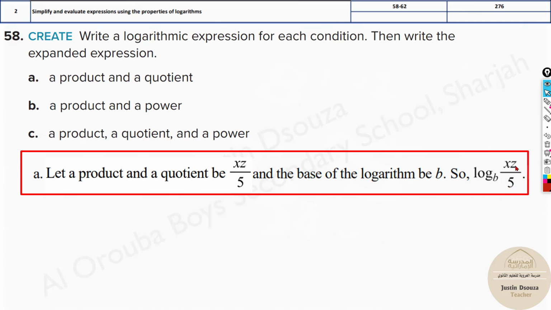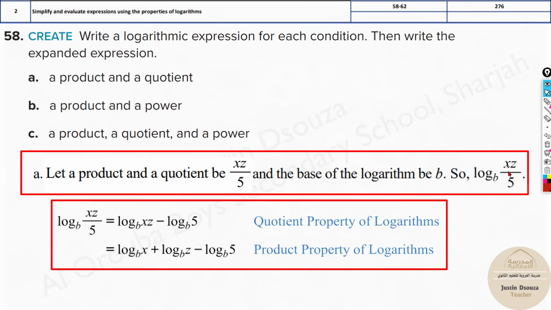Now, how do we expand this? What are the properties for how to solve this? How do we use the properties? The first thing will be the division quotient rule. I'll just show it over here. So log base b of xz, sorry, this is xz, minus the divided part. Always when it's division, it becomes minus.